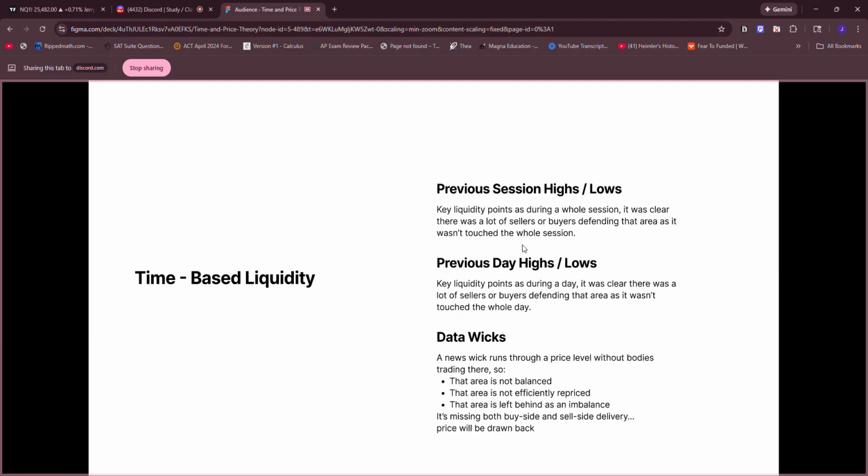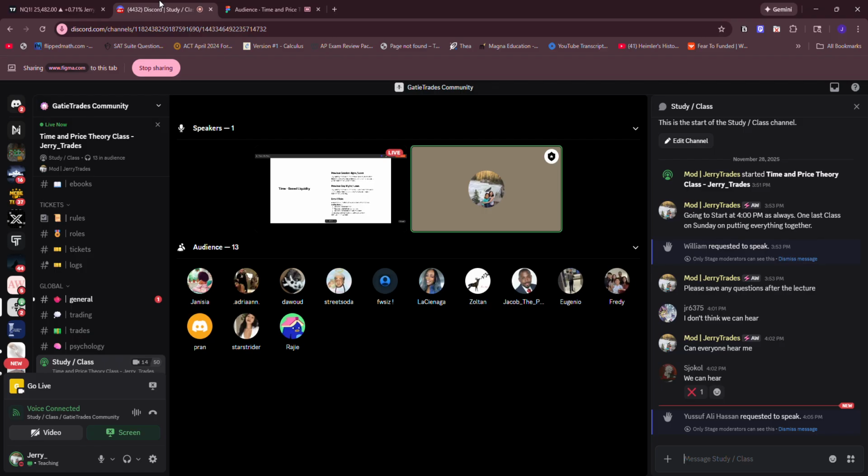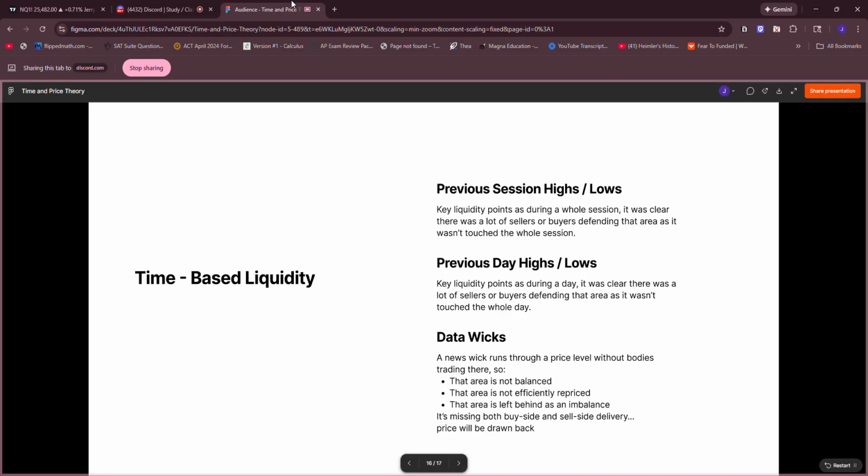And the logic behind it is that during the previous day, these points were heavily defended by sellers or buyers. And in order for that to be a high, a lot of sellers or buyers have to defend that area to push price in their desired direction, right? So that's the logic behind previous session, previous day. It can be previous month, right? Last month, this area was heavily defended by buyers, so that's why there's a low. A lot of buyers have their stop loss below that area. That's just the core logic behind it.